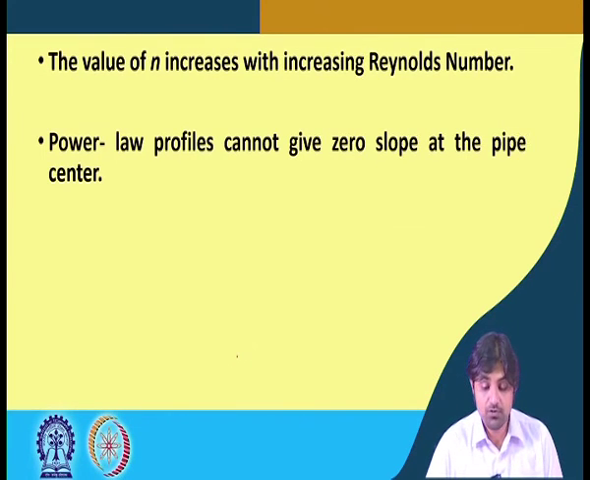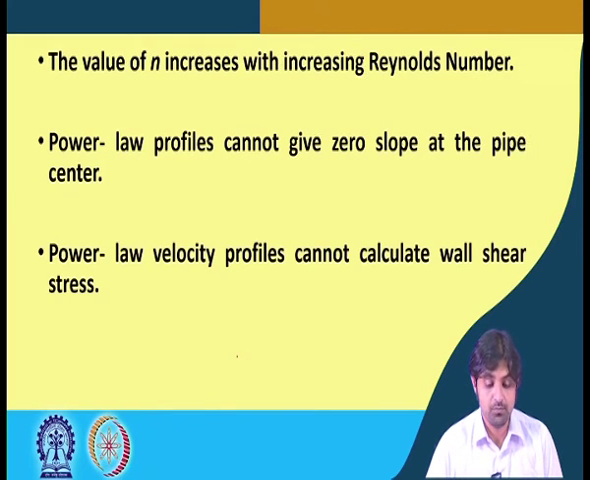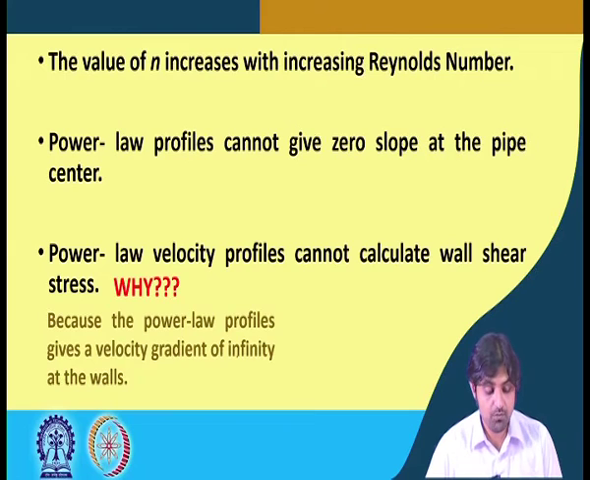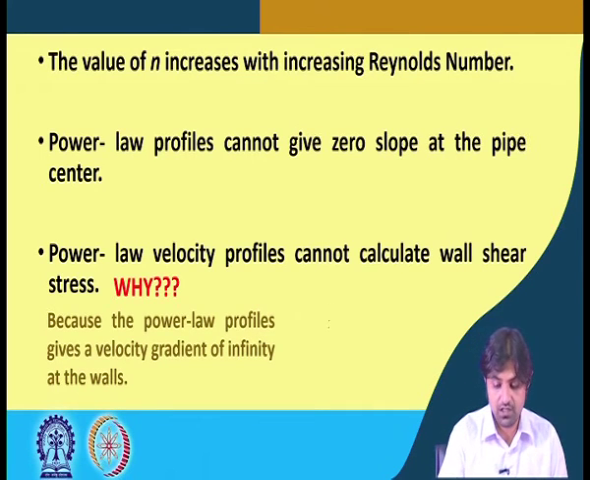Power law velocity profiles cannot give zero slope at the pipe center. So, power law velocity profiles also cannot calculate the wall shear stress. Why? Because the power law profile gives a velocity gradient of infinity at the walls. That you can try by substituting small r equal to capital R. You can check it.